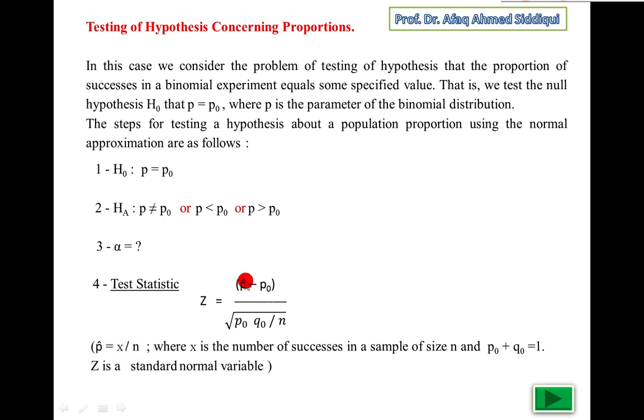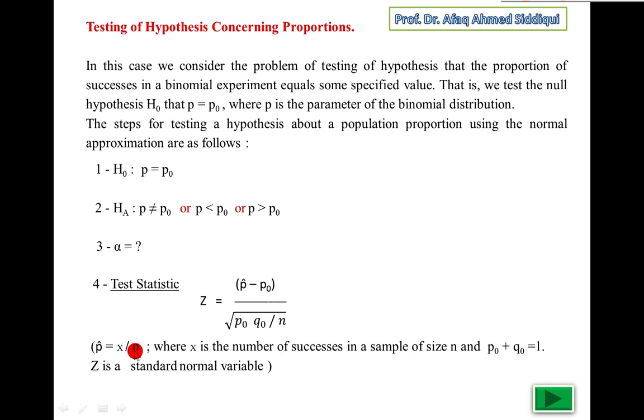P cap or P hat represents the estimated value. For estimation, we use this hat, read as hat or cap. So (P hat minus P naught), divided by the square root of P naught Q naught upon n. And in the mean, we write the sample mean here. So this is the sample proportion, x upon n.